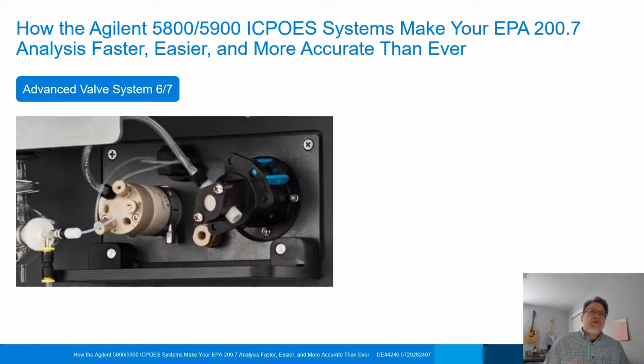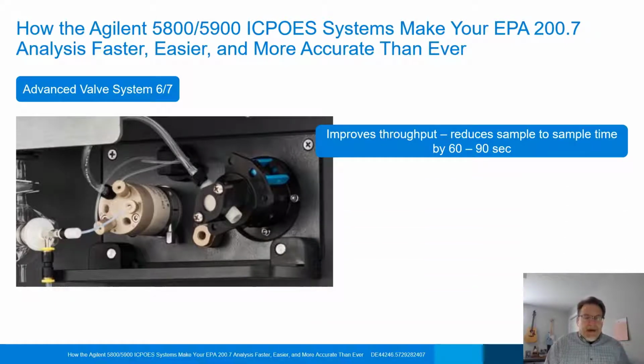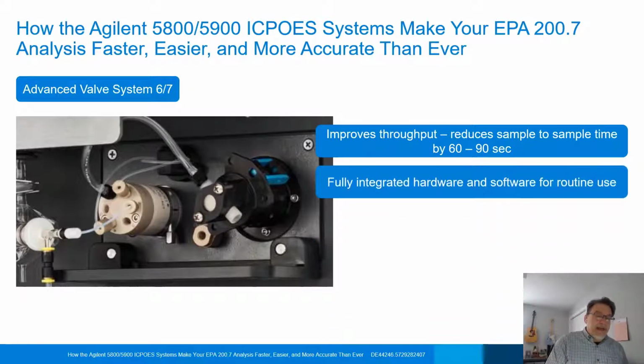So you're essentially removing all of the uptake time and all of the rinse time from your analysis. This is a gigantic time saver. Generally speaking, it can shave off 60 to 90 seconds in a typical analysis, because generally you have anywhere from 25 to 30 seconds of uptake time, even at high pump speeds, and usually 20 seconds of stabilization time. And then you have anywhere from 30 to 60 seconds of rinse time, generally, depending on your system. So you can save a tremendous amount of time just with the AVS. It is a gigantic time saver.